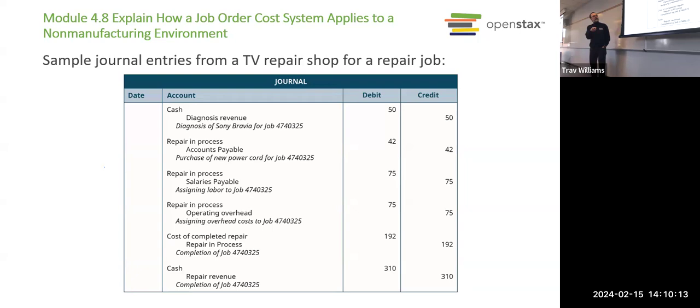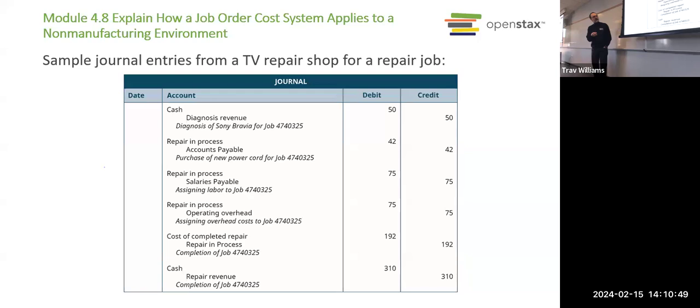So the TV repair shop now has an account payable that they owe to the supplier. And they also just debited repair in process. So notice in this case, it's not work in process because they're not making a product, they're doing a repair. Okay, and then the employee that's working on it, apparently they get paid a salary and $75 of their salary will be applied to this particular job. And again, that goes into the repair in process account.